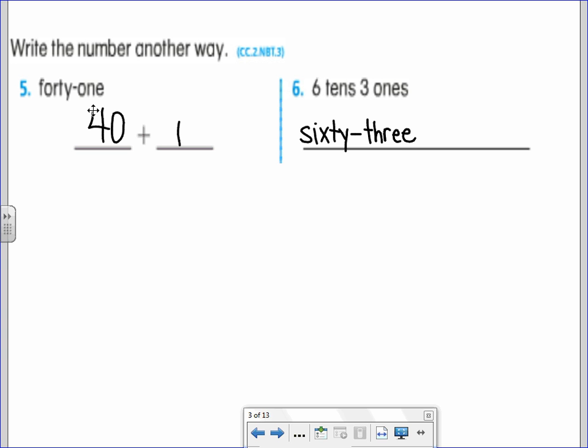We could write the standard form, which is the regular number. Or you could even write, even though the plus sign wasn't there, 60 plus 3. Any of those would be correct for number 6. And obviously, that's the number 63.